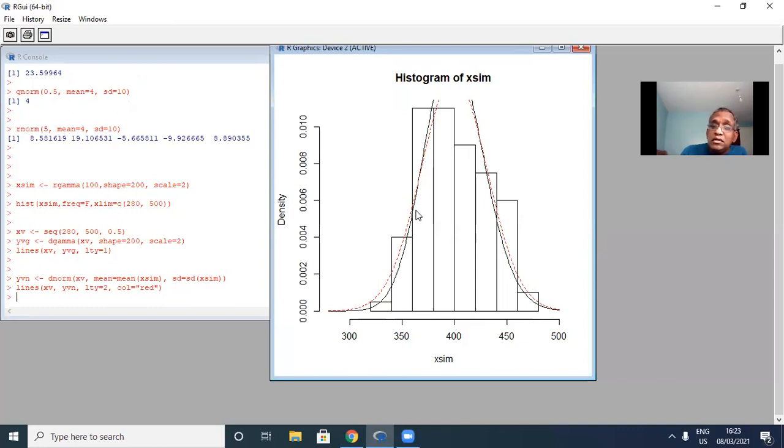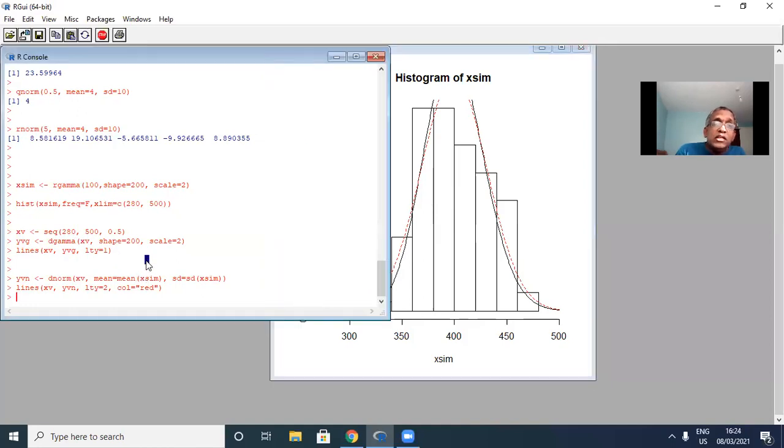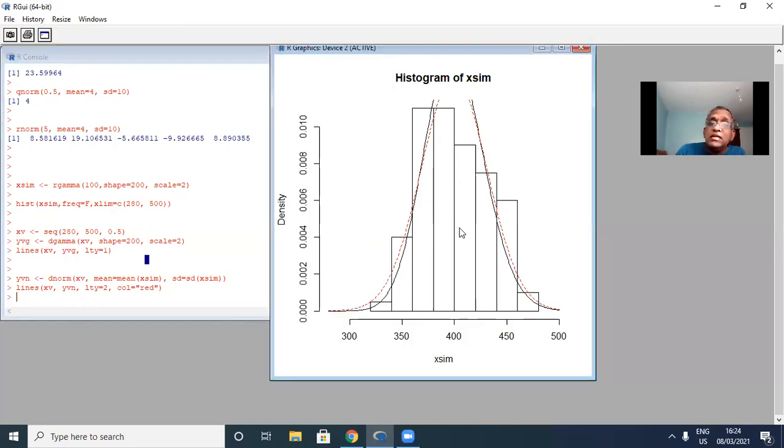But in general, it will not be the case. They will not be so close to each other in general. But for the parameter values that we chose, namely shape is 200 and the scale is 2, it appears that the plotted density of the normal and the true density of the gamma are not too far from each other.